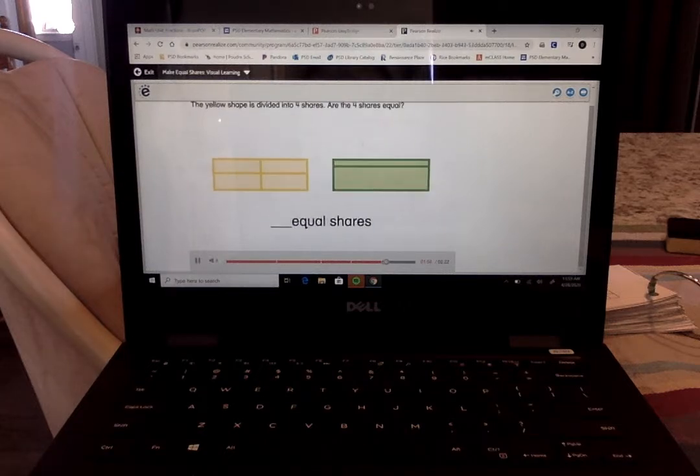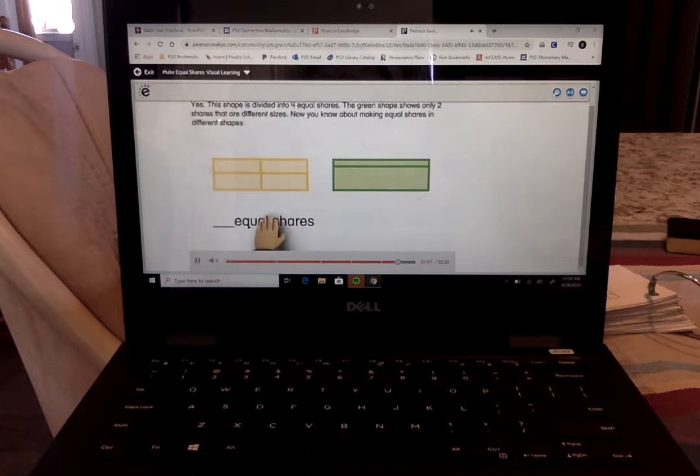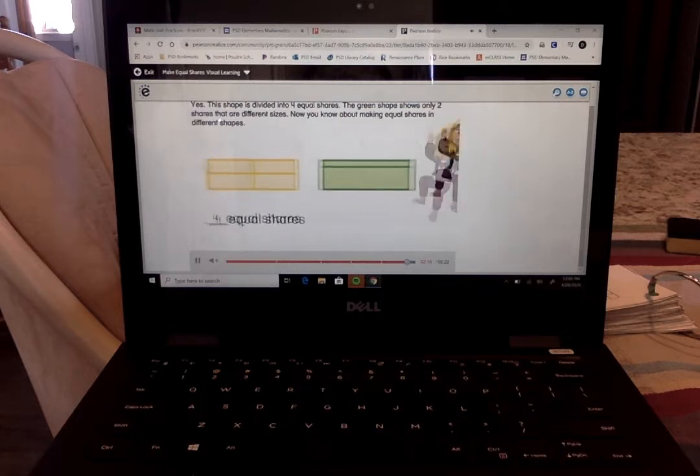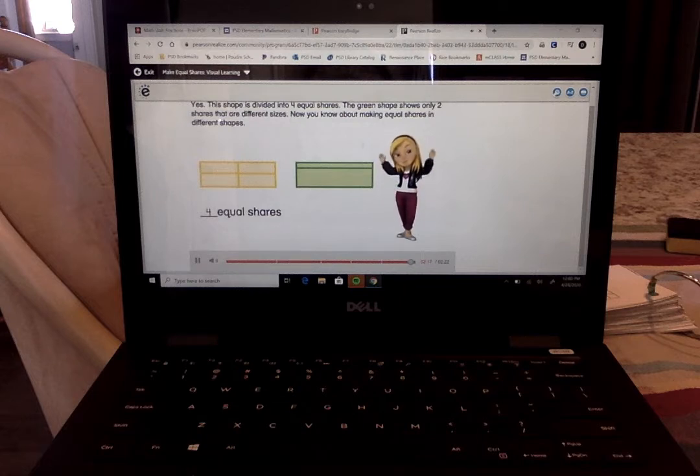The yellow shape is divided into 4 shares. Are the 4 shares equal? Yes, this shape is divided into 4 equal shares. The green shape shows only 2 shares that are different sizes. Now you know about making equal shares in different shapes.